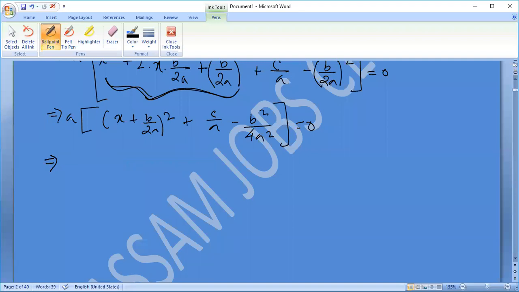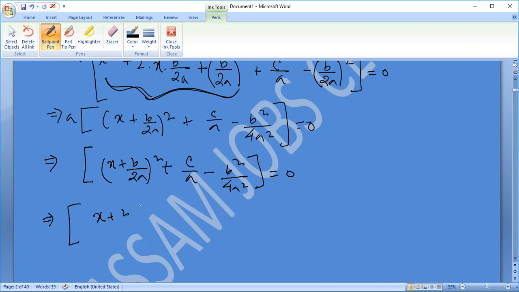Now see, if you take a to the right hand side, it will be 0, because it will be 0 by a. So it will be x plus b by twice a whole square plus c by a minus b square by 4a square equal to 0. Now take LCM here. It will be 4a square. Then for a, how many times? It will be 4a. Now 4a into c, so it will be 4ac. Then 4a square, so it will be b square equal to 0.